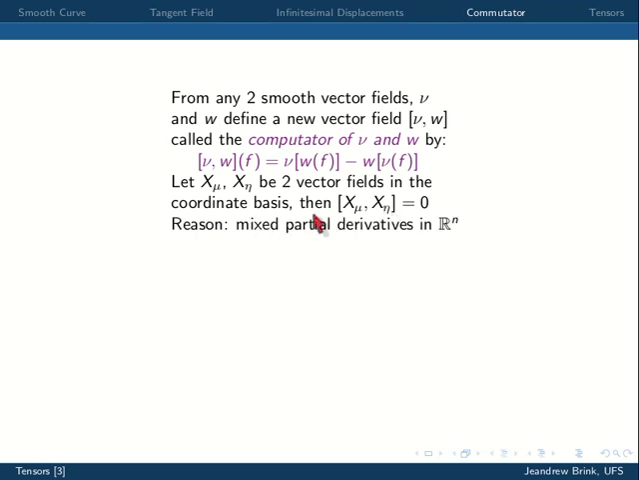The reason this thing is 0 is that mixed partial derivatives on Rn don't depend on the order of differentiation. However, for general vectors, that's not so. This guy is equal to that guy, where you simply switched which thing you're differentiating with respect to, and therefore your commutator vanishes, because the difference between the two is exactly what this commutator stands for.